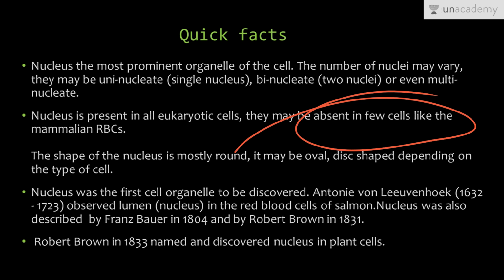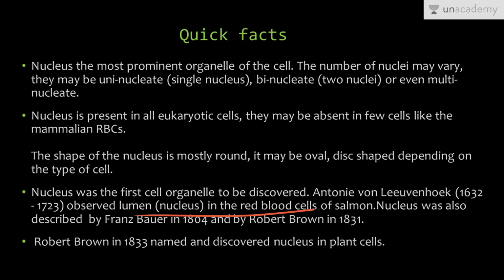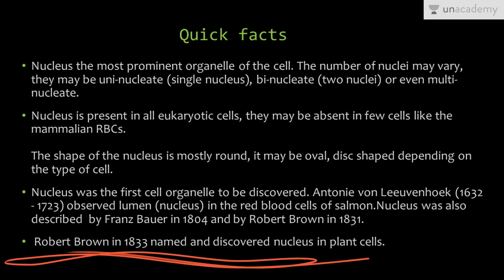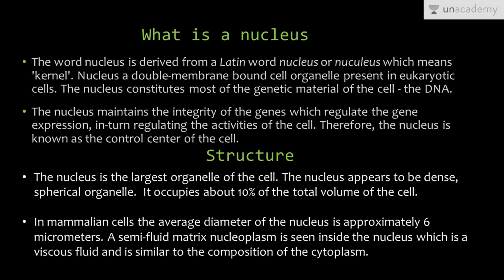The nucleus was the first cell organelle to be discovered. Antony van Leeuwenhoek in 1632 observed the lumen, or the nucleus, in the RBCs of salmon. The nucleus was also described by Franz Bauer in 1804 and by Robert Brown in 1831. Robert Brown in 1833 named and discovered the nucleus in plant cells. So this is important information. It was Robert Brown who named it.